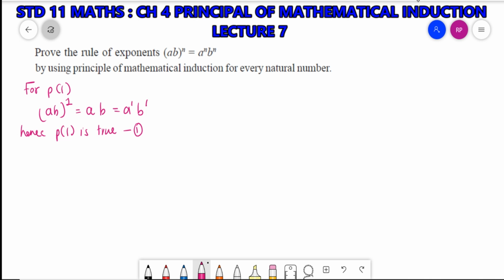Let's make this equation 1. Now let's take P of k as true. Let P of k be true. What does this mean? (ab) whole raised to k is equal to a raised to k into b raised to k. Let's name this equation 2.